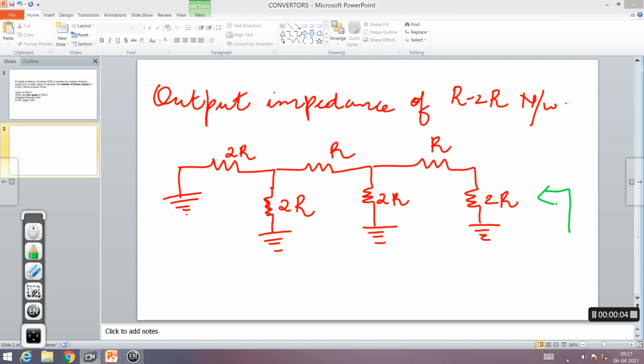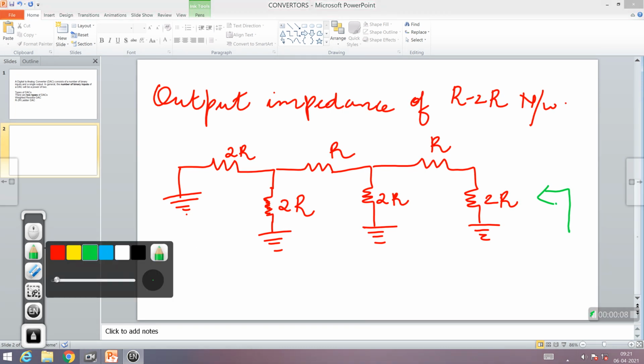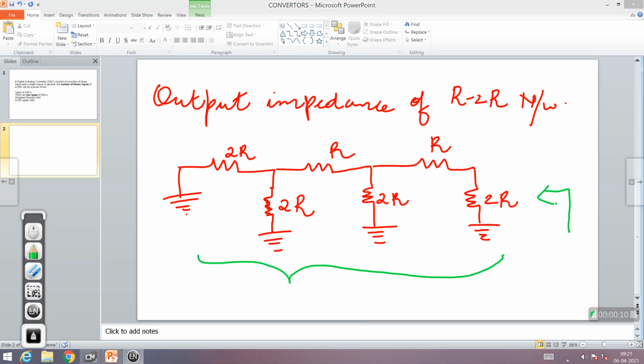Say supposing we are given this network which is there over here. This network that is given is an entire network consisting of connection of resistors of values 2R and R. This is the way the network is connected. This is 2R, this is R, 2R, R, 2R and 2R.